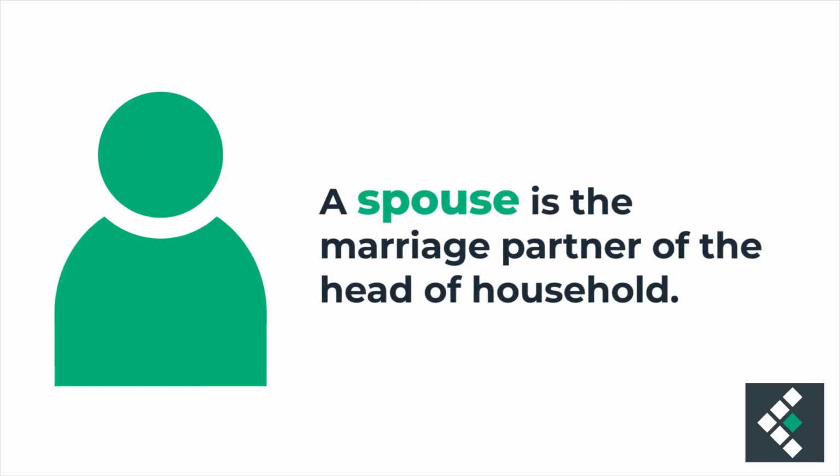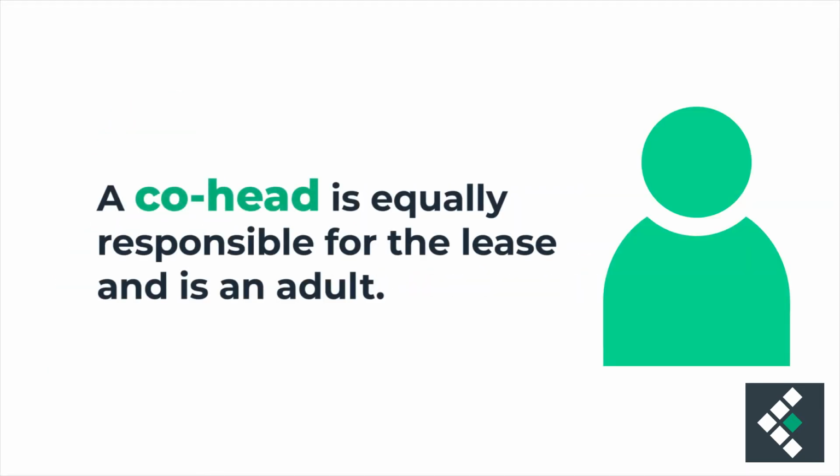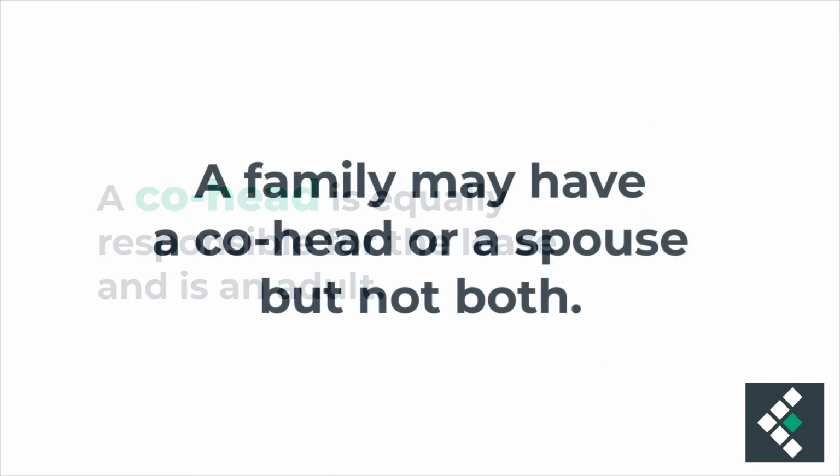Keep in mind that a spouse is the marriage partner of the head of household. If the head of household has a spouse as a family member, no person can be a co-head. A co-head is an individual in the household who is equally responsible for the lease with the head of household and must be an adult. A family may have a co-head or a spouse, but not both.